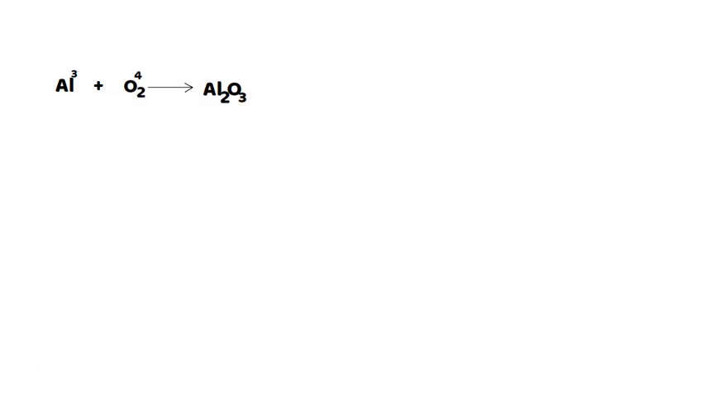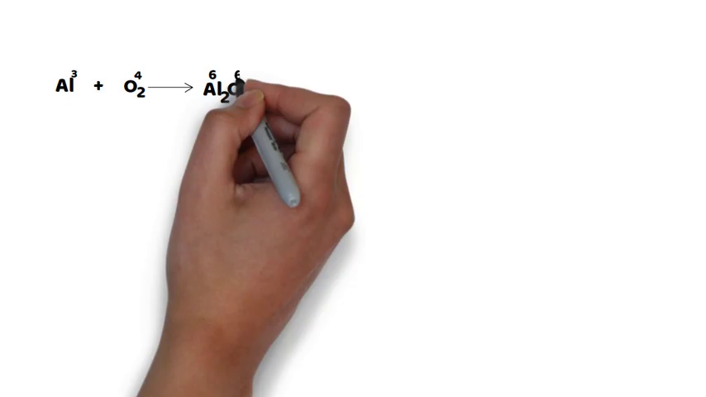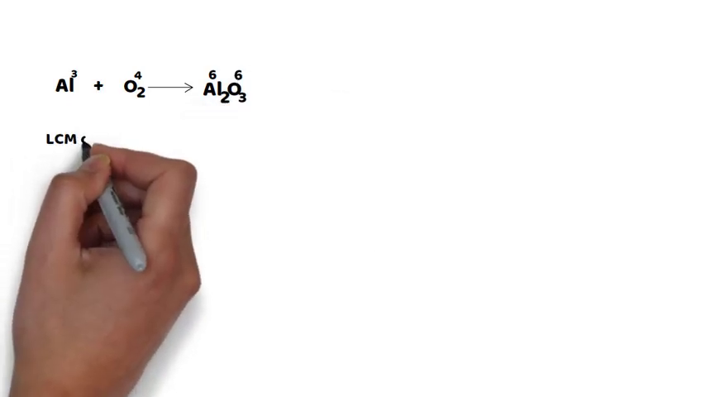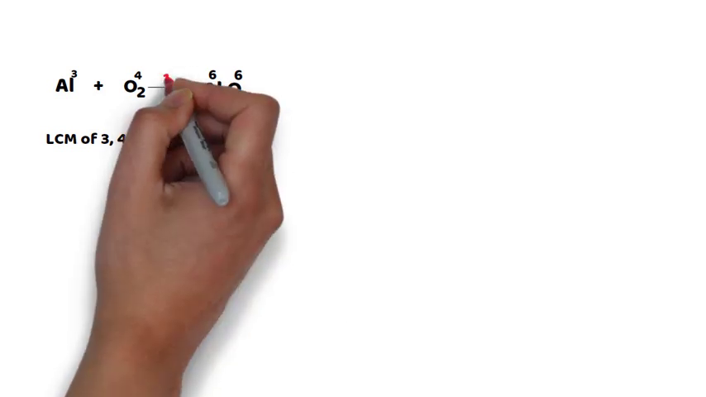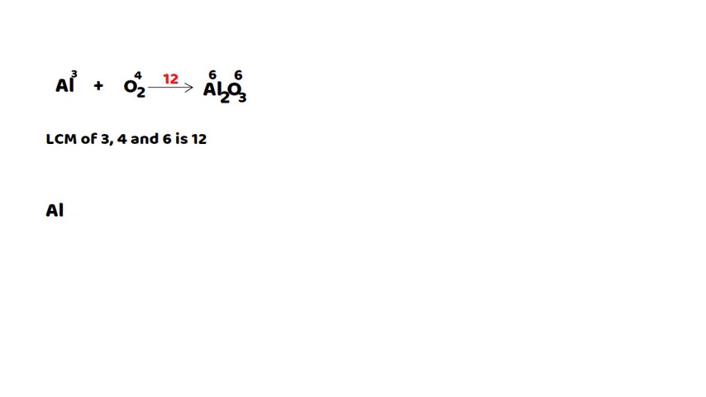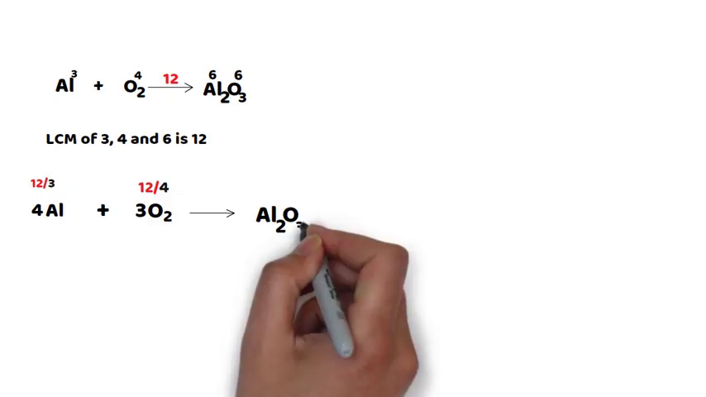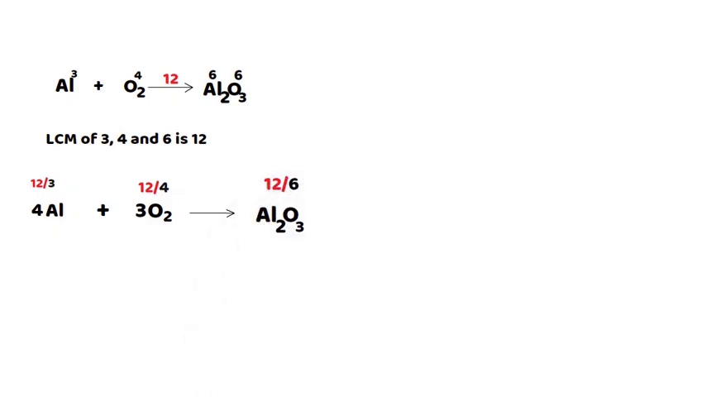Now consider one example here. Aluminum reacts with oxygen to form aluminum oxide. The balance of aluminum is 3, the balance of oxygen is 2 times 2, which is 4, and the balance of aluminum oxide is 6. So the LCM of 3, 4, and 6 is 12. To get the coefficient of aluminum, let us divide 12 by 3. So the coefficient of aluminum here is 4. And 12 divided by 4 is 3, which is the coefficient of the oxygen molecule. And the coefficient of aluminum oxide is 12 divided by 6, which is 2.